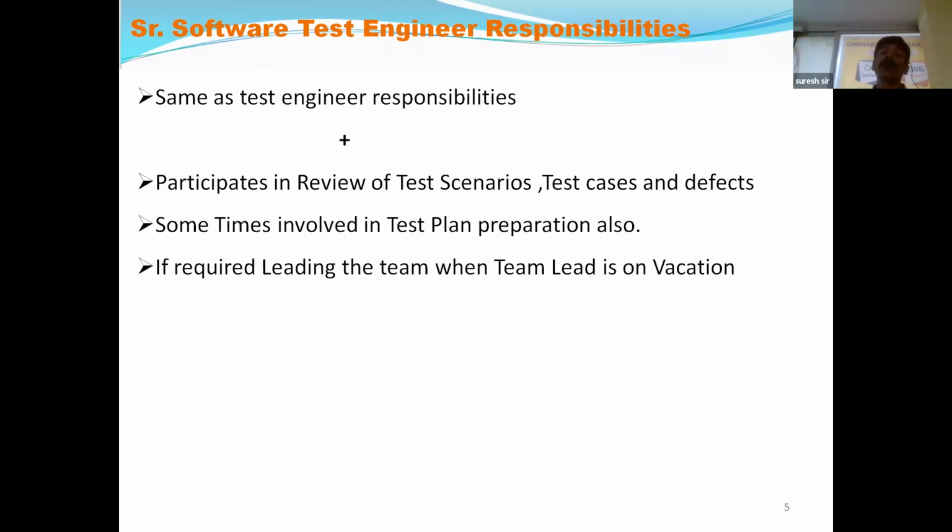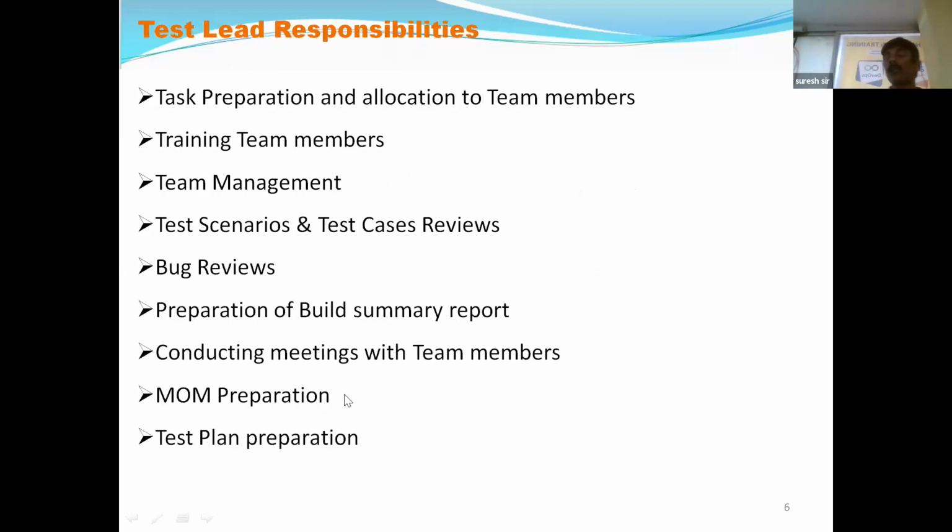Along with that, the senior tester needs to work as a backup for the respective test lead here. This is what you need to take care of when considering the software test engineer and the senior tester.